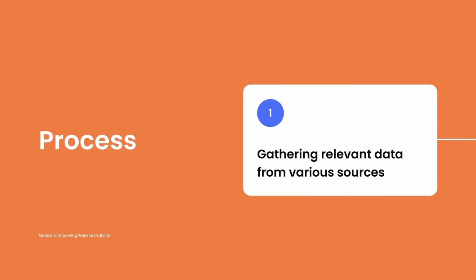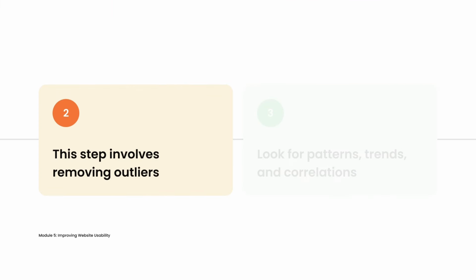The first step in creating a data-driven strategy is gathering relevant data from various sources. These sources can include usability tests, user surveys, web analytics, and more. Once you have the data, cleaning and processing are essential. This step involves removing outliers, filling in missing values, and organizing the data so that it is easy to analyze.